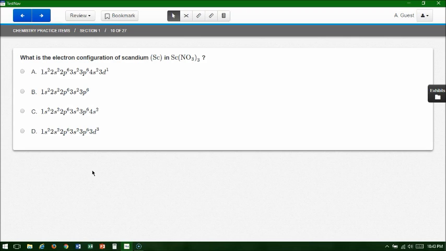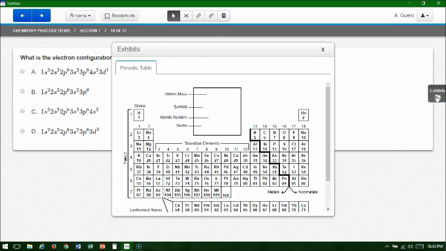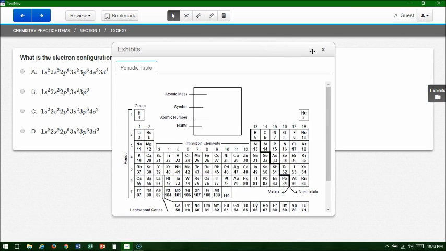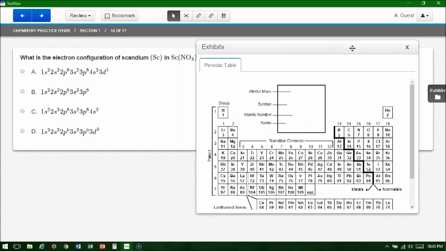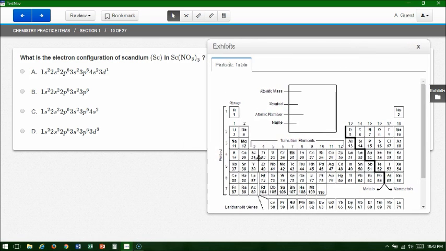Number 10 is a bit of a tricky question. They want to know the electron configuration of scandium in scandium nitrate. So if we focus on just finding scandium in the periodic table, scandium has a total of 21 electrons, and the ground state electron configuration would correspond to A. However, that's scandium, the atom, not scandium, the ion, as found in this compound, scandium nitrate.